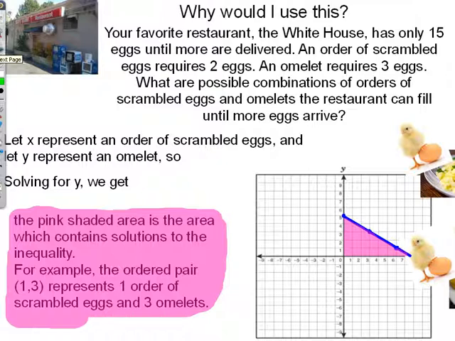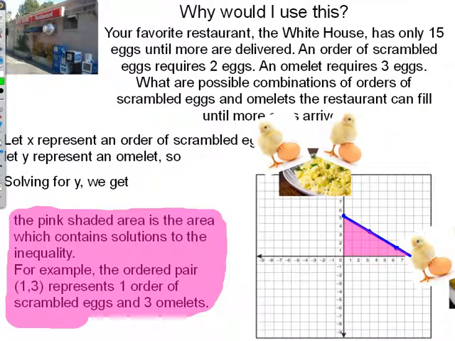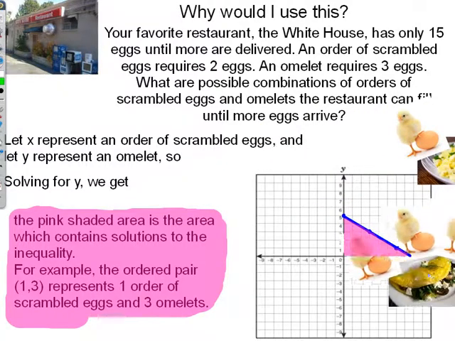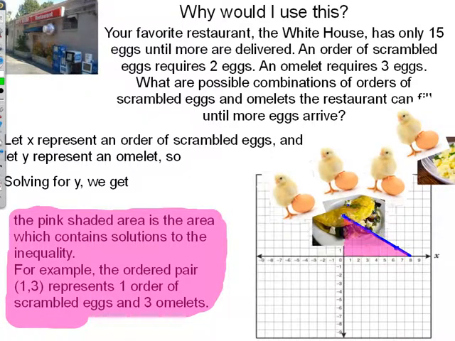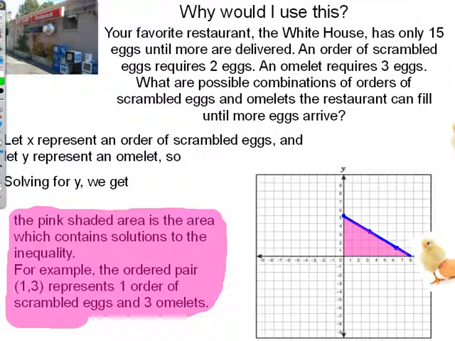Okay, why would I use this? My favorite restaurant, the White House, has only 15 eggs until more are delivered. An order of scrambled eggs requires 2 eggs, and an order of omelets requires 3 eggs in that dish. And so those are our restrictions, or how much each one uses. Our restriction is 15 eggs. What are the possible combinations of orders?